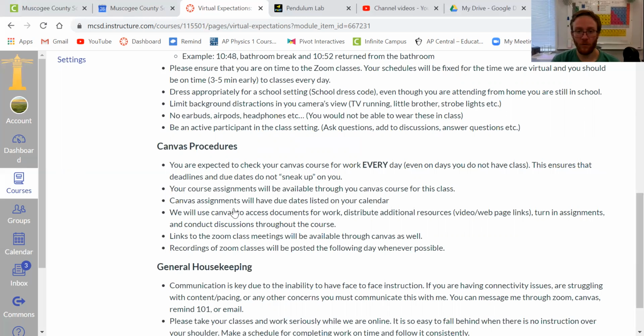Any late work will be counted as half credit, with very few exceptions, depending on if you miss maybe for a doctor's appointment or something along those lines. So Canvas is generally how we distribute any kind of information, how I'm going to share any links, and then how they will submit any work that is assigned to them.